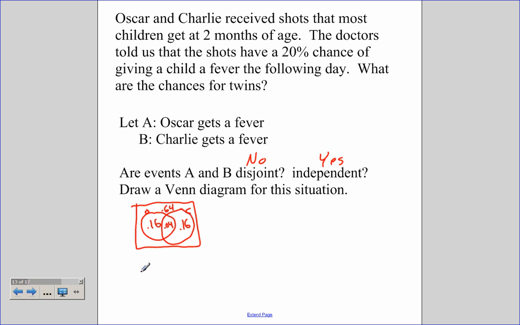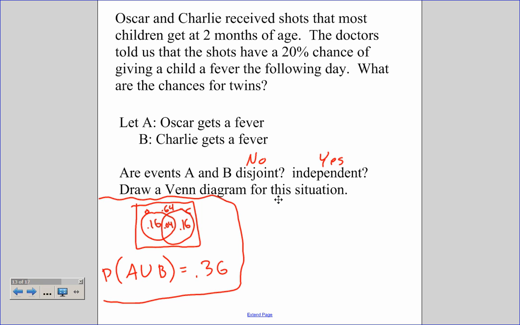So if I wanted to find the probability of A union B in this situation, A union B would be all three of these numbers added up, which would be 0.16 plus 0.04 plus 0.16, which is 0.36. Now, if I wanted to use a different method than the Venn diagram, another method for finding this would be find the probability of A union B just using algebra.